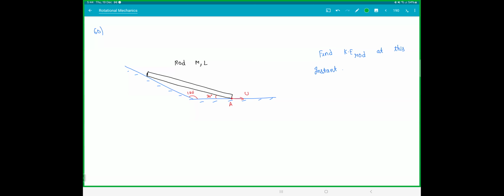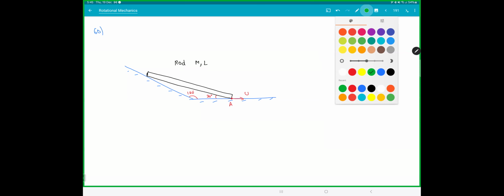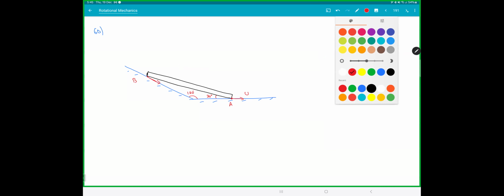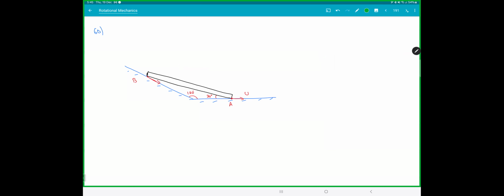Yes. So once you see it from the IR perspective, it becomes quite easy to solve. Here we already know this point is going with U. This, let's call it B, is also going along the rod. So we have 2 points whose velocity directions we know. Drop the perpendicular here. Drop the perpendicular here. This point will be your IR.